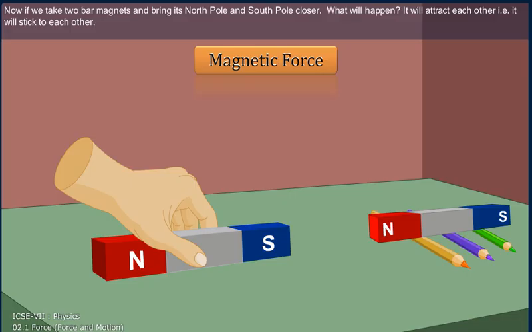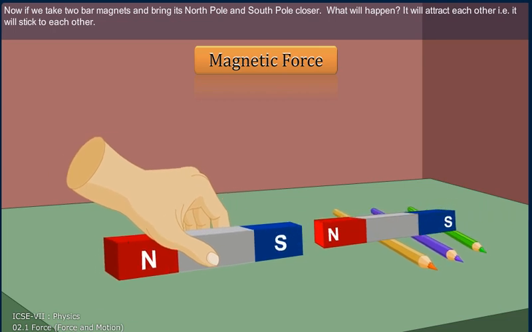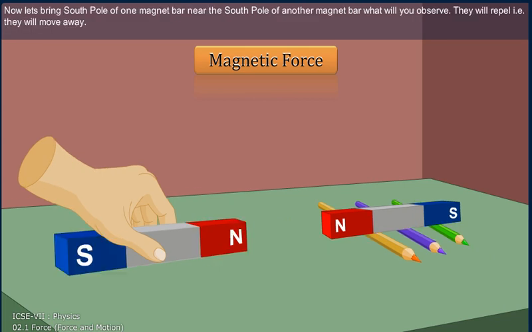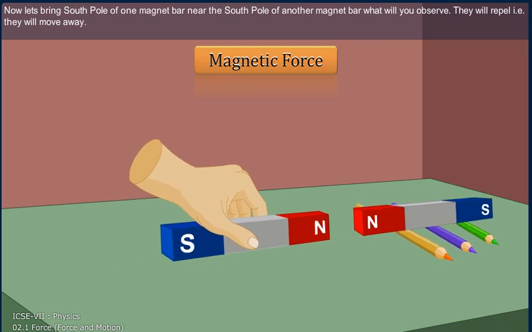Now, if we take two bar magnets and bring the north pole and south pole closer, what will happen? They will attract each other. That is, they will stick to each other. Now, let us bring the south pole of one bar magnet near the south pole of another bar magnet. What will you observe? They will repel. That is, they will move away.